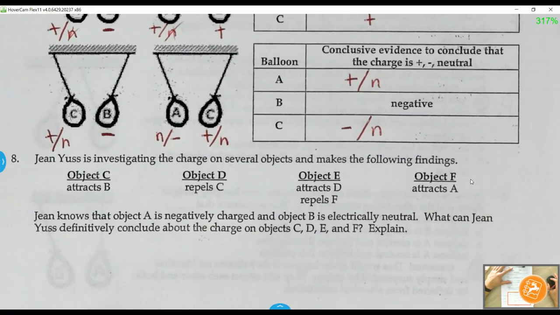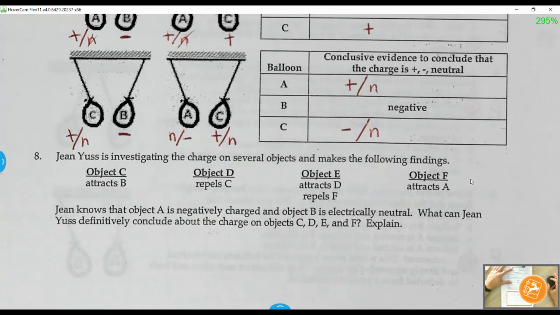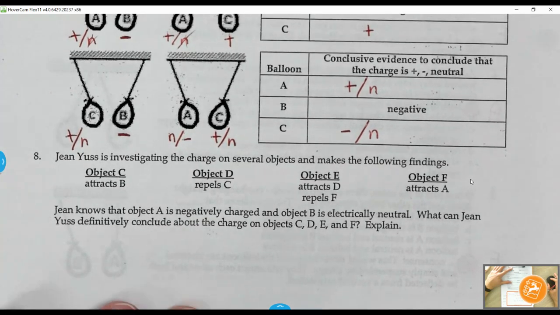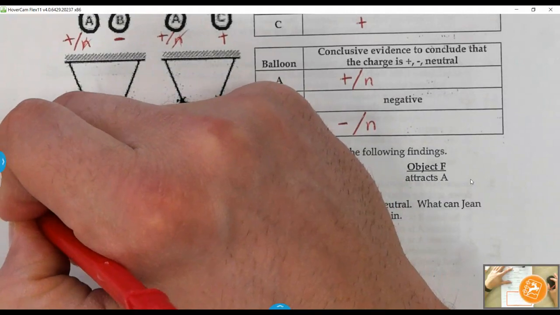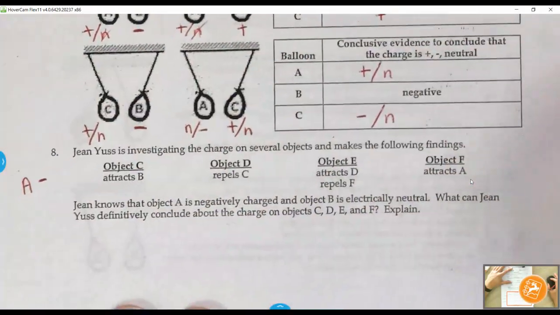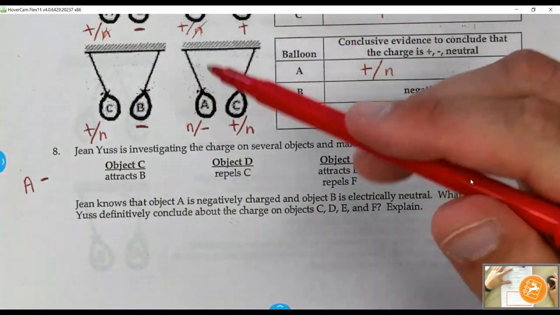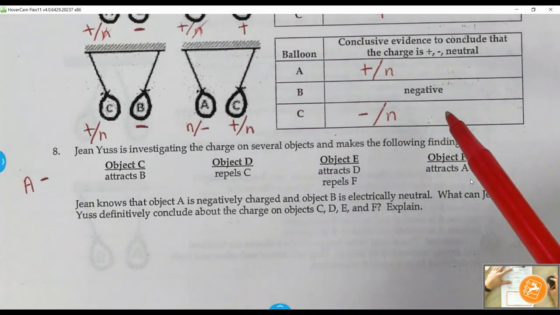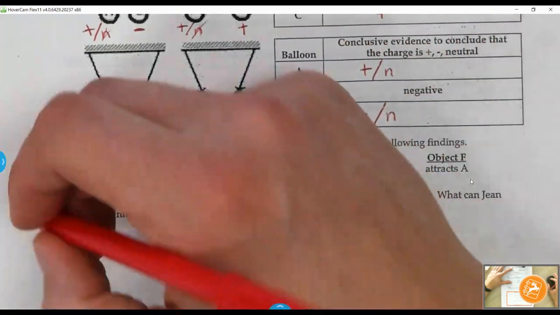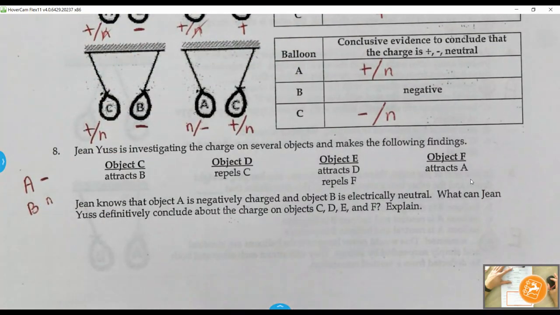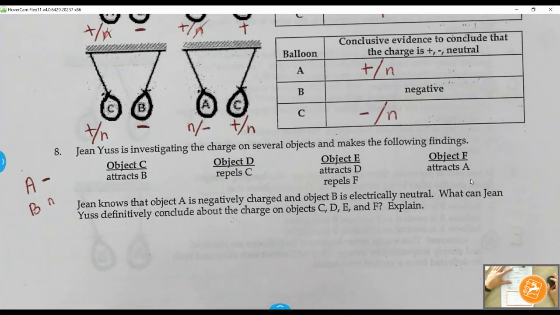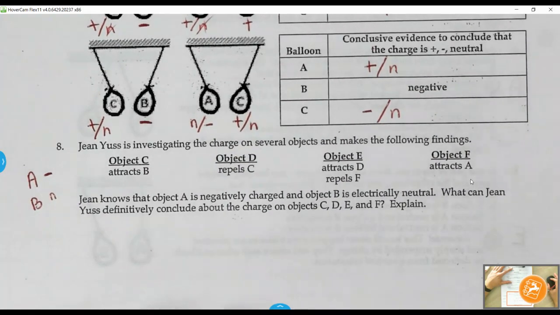All right. Oh boy. We know that Genius knows that object A is negatively charged and that B is neutral. What can Genius definitely conclude about the charges on C, D, E, and F?